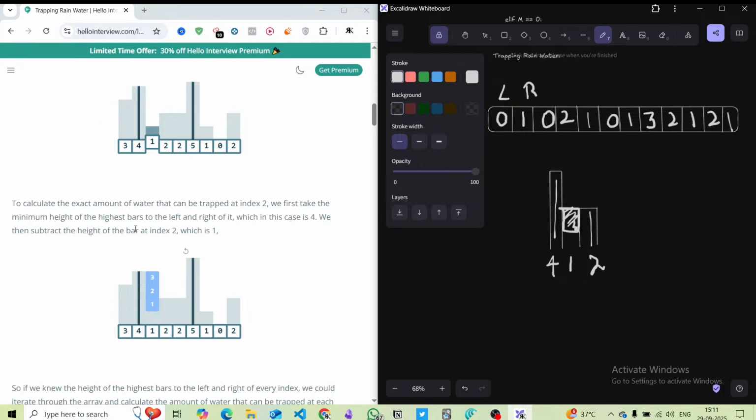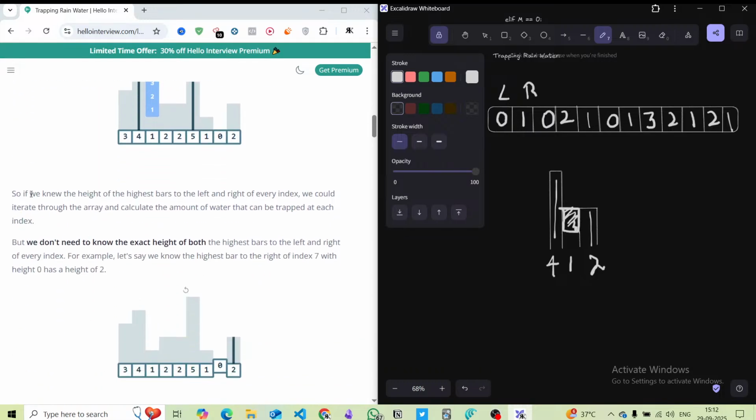So you first take the minimum height of the highest bars to the left and right of it, which in this case is 4. We then subtract the height of the bar at index 2, which is 1. If we knew the height of the highest bars to the left and right of every index, we could iterate through the array and calculate the amount of water. But we don't need to know the exact height of both the highest bars to the left and right.